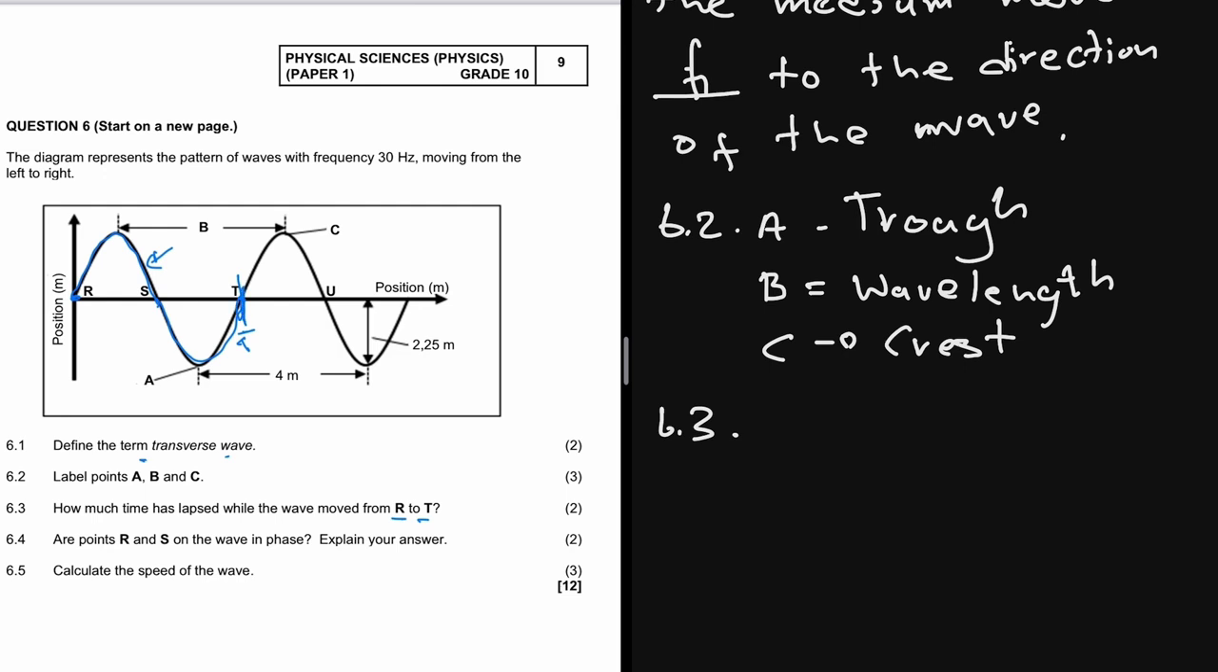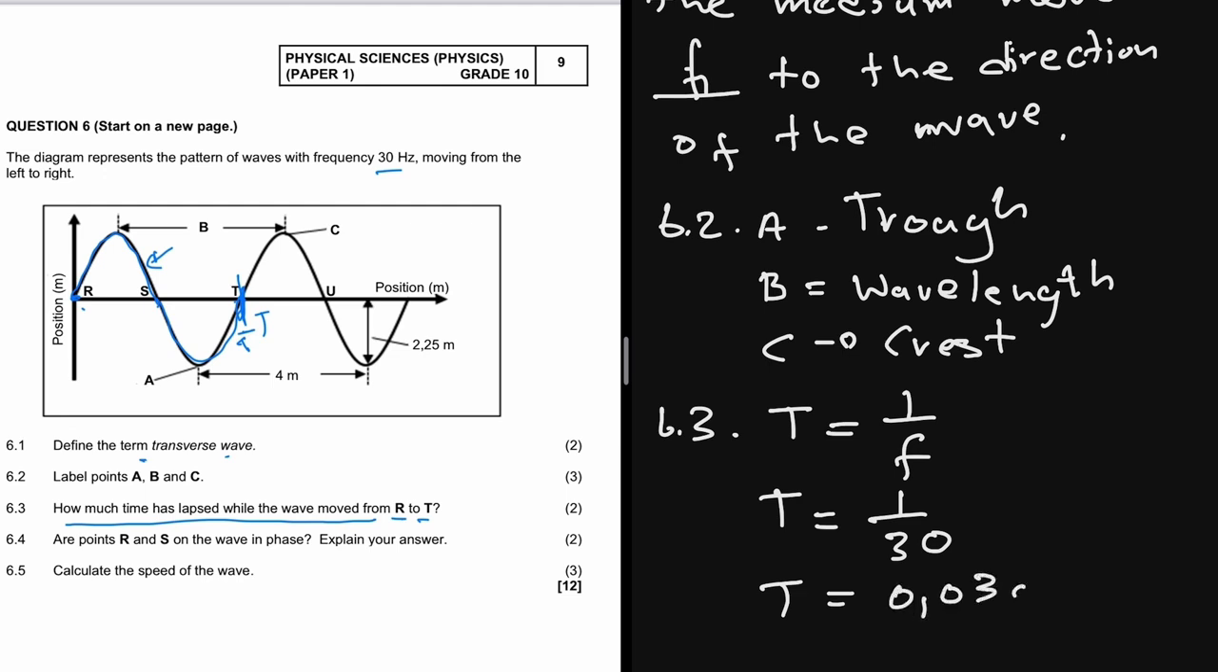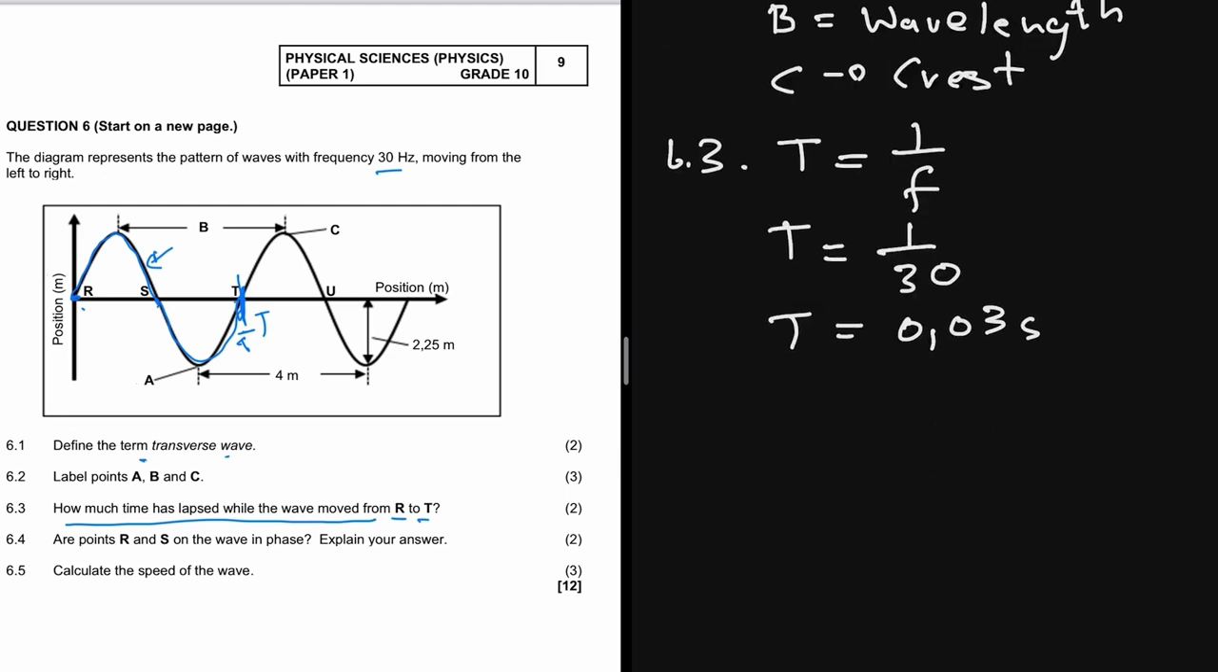So the time here will be the period. Now this question wants us to determine the period, how much time to move from R to T. We can determine the period because we have the frequency. We can say period is equivalent to 1 over frequency. So the period is 1 over 30, and we can get that in our calculator. 1 over 30 is the same thing as 0.03 seconds.